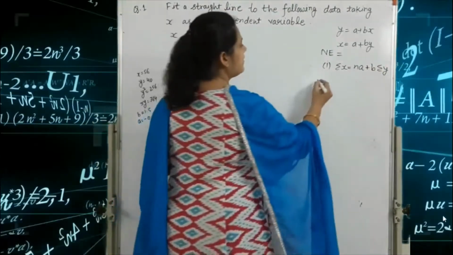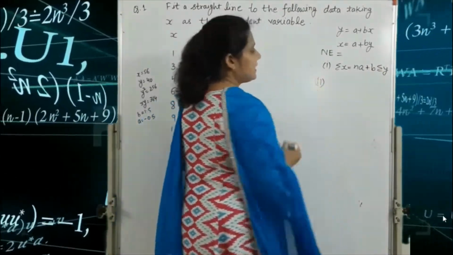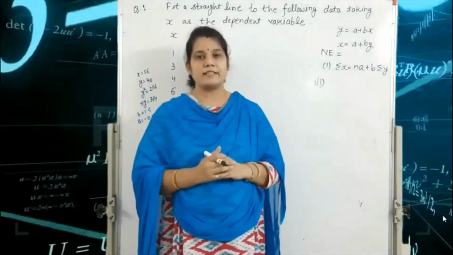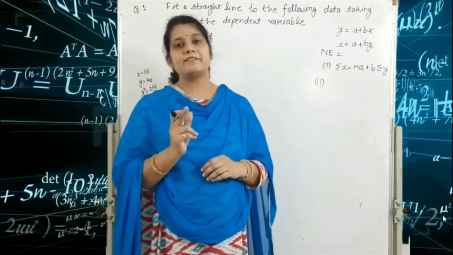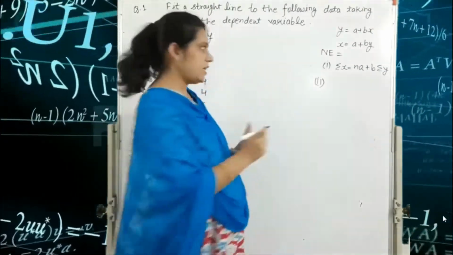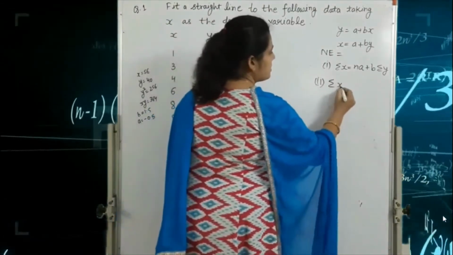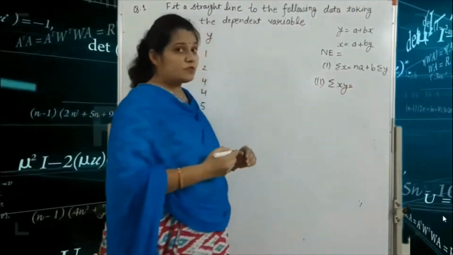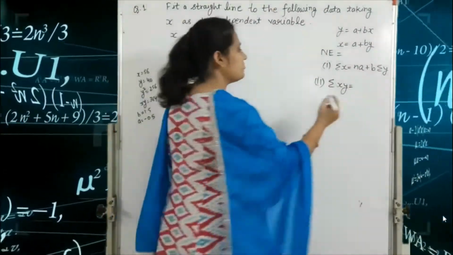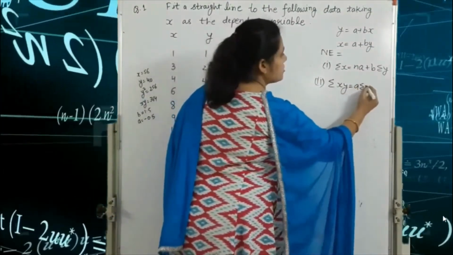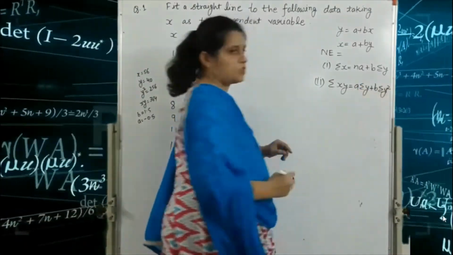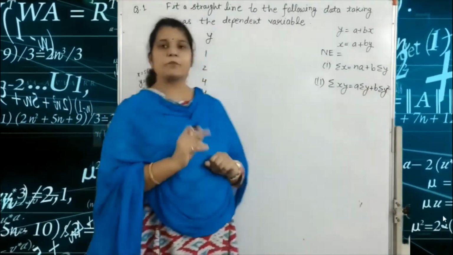And the second normal equation is what? We have already seen in the straight line equation that our second equation is always the summation of x into y. So we write here summation xy, that means we multiply by y on both sides. So here we write a summation y plus b summation y square. Okay, so these are the normal equations.